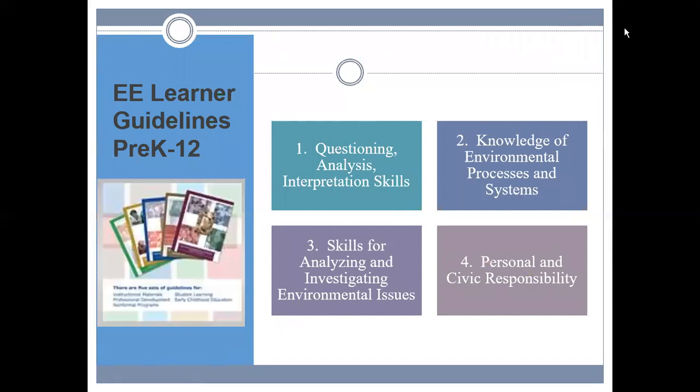How the guidelines are organized, they are basically broken down into 4 different strands. There are 4 big buckets that we want students to know and be able to do in order to be environmentally literate. The first is questioning, analysis, and interpretation skills. The second, I think, is most of the time what we think of when we think of standards, the content piece, that knowledge of environmental processes and systems. The third is really skill-based, skills for analyzing and investigating environmental issues. And the fourth bucket is personal and civic responsibility.